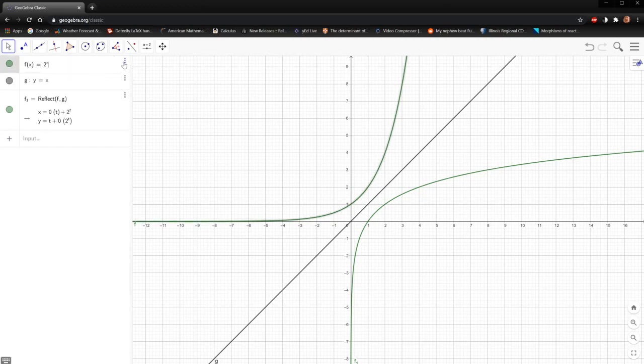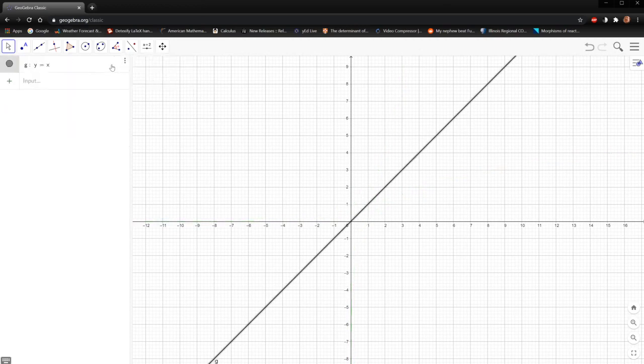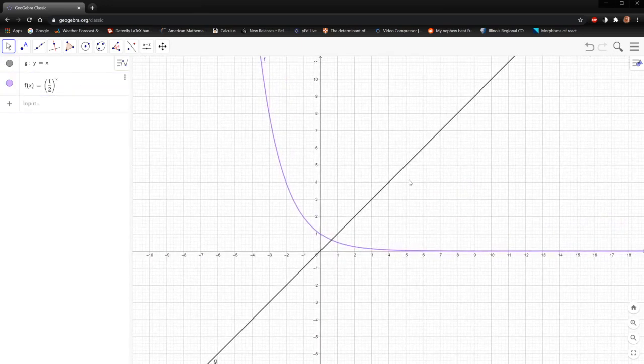If the base is smaller than 1, then what do we get? Let's say the base is 1/2. So 1/2 to the power x. Notice, now, it has the same shape as 2 to the power x. It's just been reflected about the y-axis. So instead of being an exponential growth curve, it is now an exponential decay curve. As x goes to negative infinity, it goes to infinity. And as x goes to positive infinity, it goes to 0.